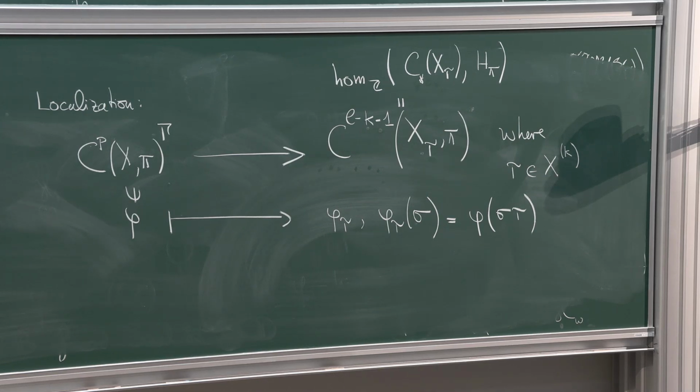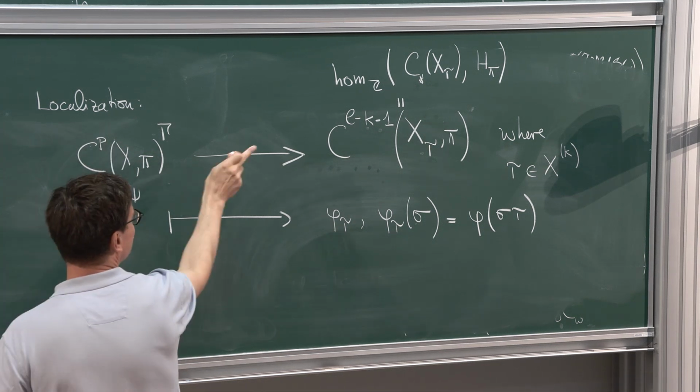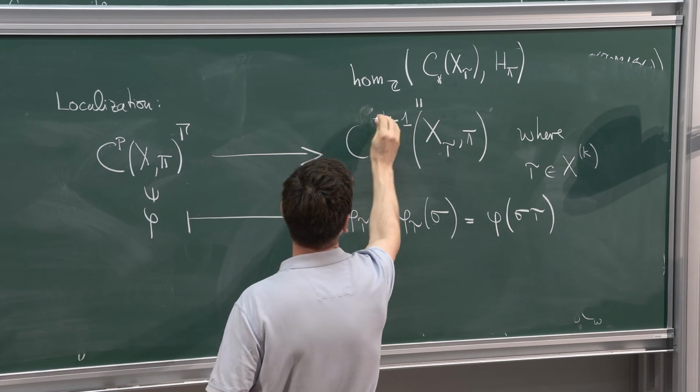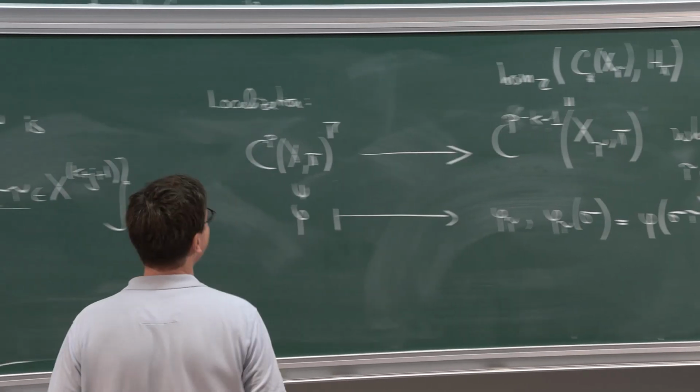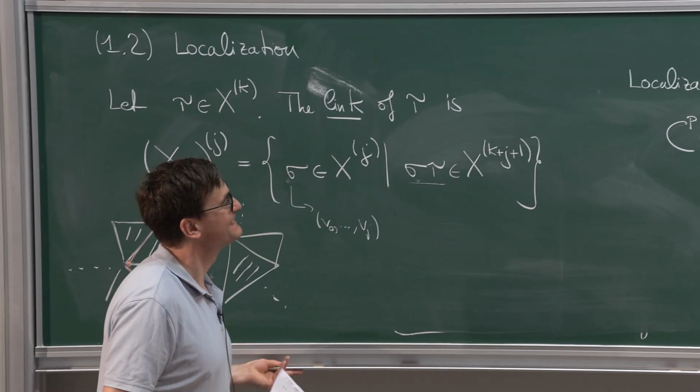Yes? Is it p minus k minus 1 in the exponent? It's either here or here, right? So I should do p. You're definitely right. No, it's p. Yeah. Thanks.